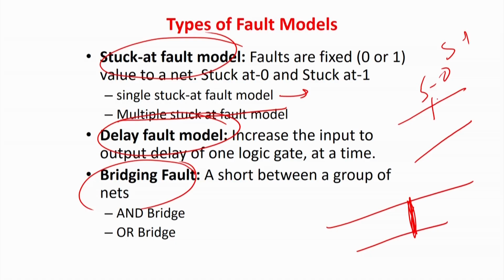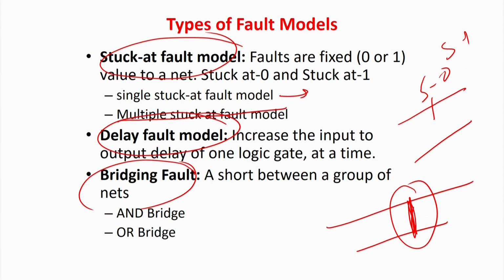Like in this case, if there are 10 lines, first I will see whether the first line is stuck at 0 or not, then I will go for the second line and third line. I will not consider pairs and triplets in this case because the numbers will be very high. Similarly, for the bridging fault, generally we take 2 lines at a time, and in some modern cases they take 3 lines at a time which are in close proximity, and then you take all pairs and see whether there is a bridging fault or not.